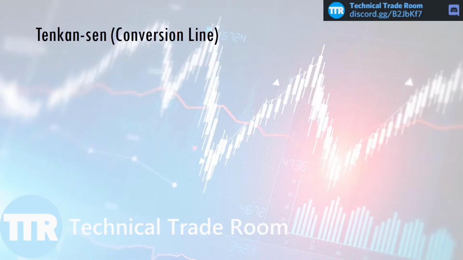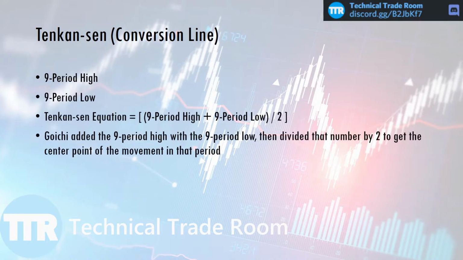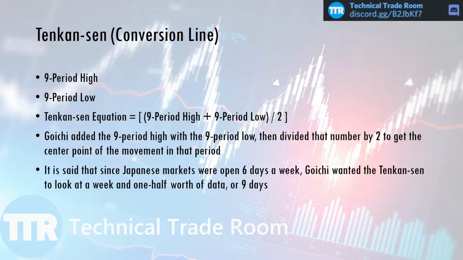The Tenkan-sen uses the 9-period high and the 9-period low in its equation. Goichi added the 9-period high to the 9-period low, then divided this number by 2 so he could find the middle point of the equity's movement within that 9-period time frame. Now, it's said that since Japanese markets were open 6 days a week, Goichi wanted the Tenkan to look at a week and a half's worth of data, or 9 days.